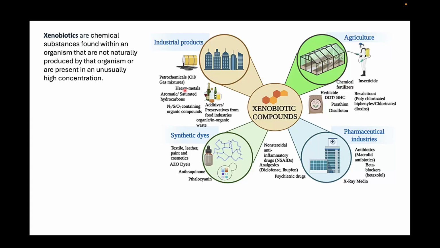Heavy metals, aromatic and saturated hydrocarbons, nitrogen and sulfur containing compounds, additives, preservatives in the food industry, synthetic dyes like textile and leather dyes, paints, anthraquinone, agricultural xenobiotic compounds like pesticides, fungicides, and weedicides, DDT, and chemical fertilizers, and medicinal pharmaceutical industry waste like antibiotics, beta blockers, X-ray media, non-steroidal anti-inflammatory drugs. So these are all examples of classes of xenobiotic compounds, which are modified chemicals that can be found inside the living organism.